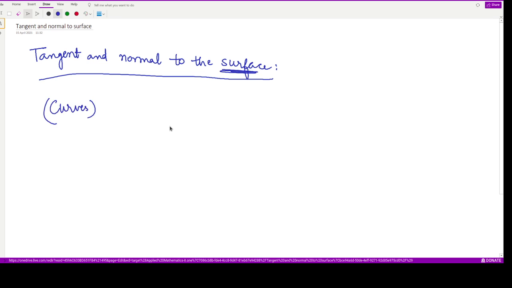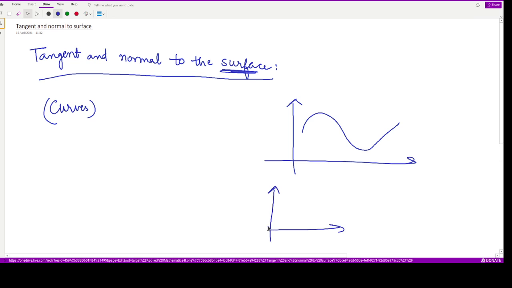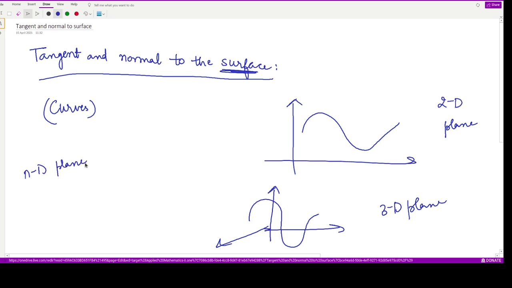So what is a curve? It could be defined in a two-dimensional plane like this, or it could be defined in three-dimensional space, something like this. And this is a 2D plane, this is a 3D plane, and it could also be defined in n-dimensional space. So I cannot draw it here. Suppose it has n such axes. In that case, somewhere this curve would be like this.